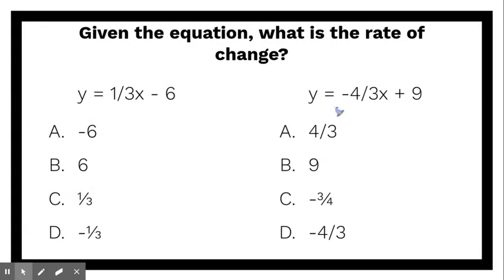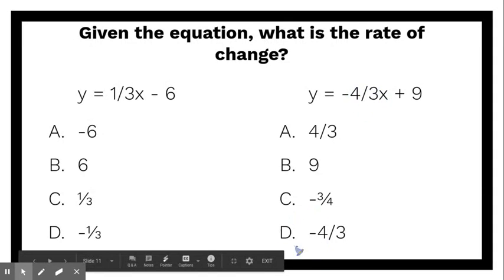And then this one, y equals negative 4/3 x plus 9. Like I said on the other one, it's not just the 3, it's going to be negative 4/3, and you have to include that negative, so it's this whole number with that x. So that would be D, negative 4/3.